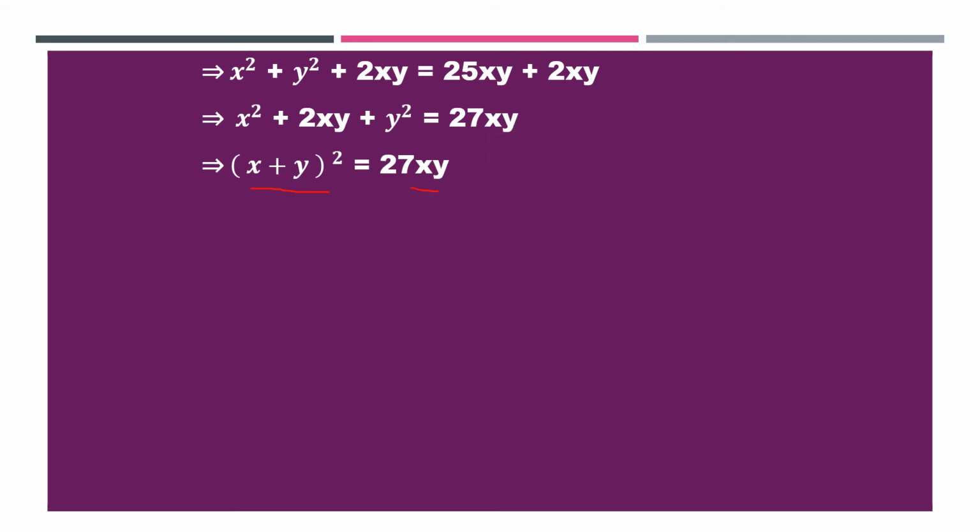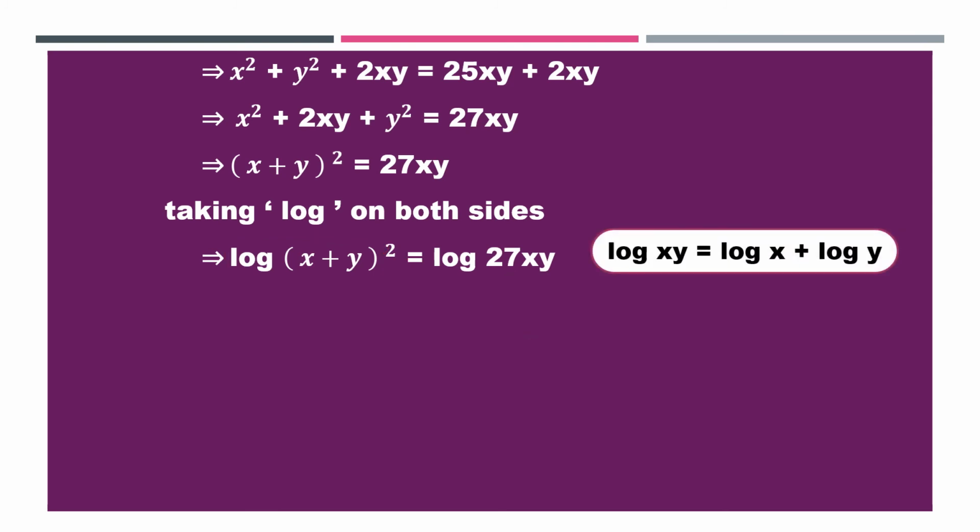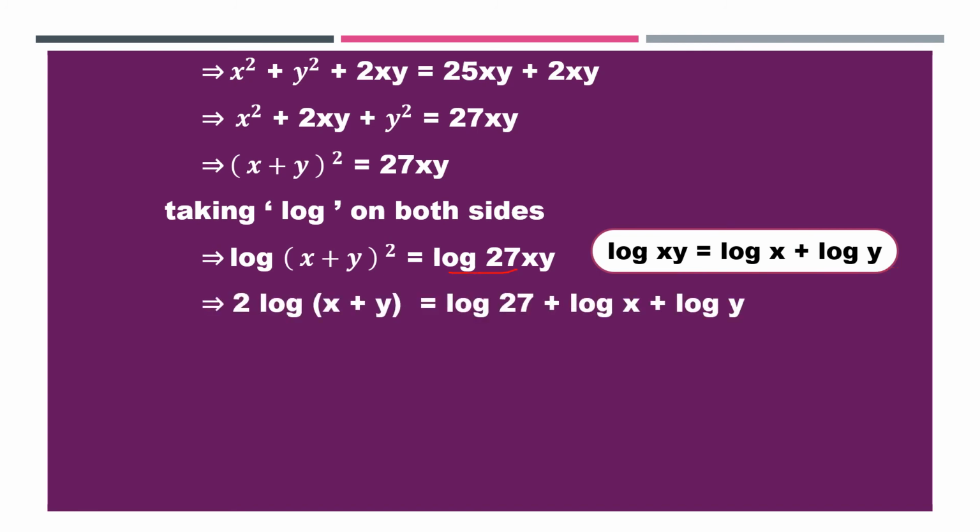Now our aim is to take logarithm on both sides, right? So take logarithm on both sides. Here the power is there, so the power is to be sent to the front, and here 27, x, and y should be separated, because our formula is log xy equal to log x plus log y. In between you should take plus. So I'll get 2 log (x plus y) equal to log 27 plus log x plus log y.